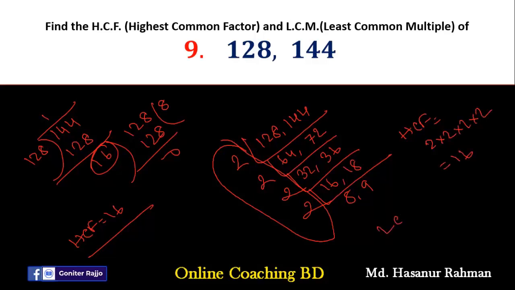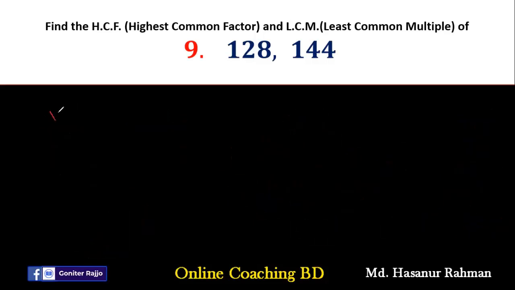What about the LCM? LCM should be all the numbers. So 2 multiplied by 2 multiplied by 2 multiplied by 2 multiplied by 8 multiplied by 9. If you multiply all the numbers, then you will get your LCM, and that will be 1152. Very simple. Now you can solve this one in another way.